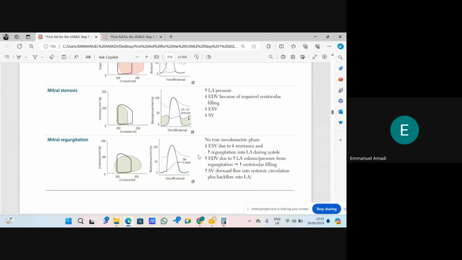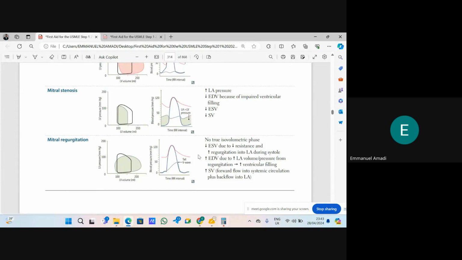The final thing is your mitral regurg. Mitral regurg is when you definitely have incompetence of the mitral valve. So when you're supposed to have your isovolumetric contraction, blood will definitely be moving back into the atrium.